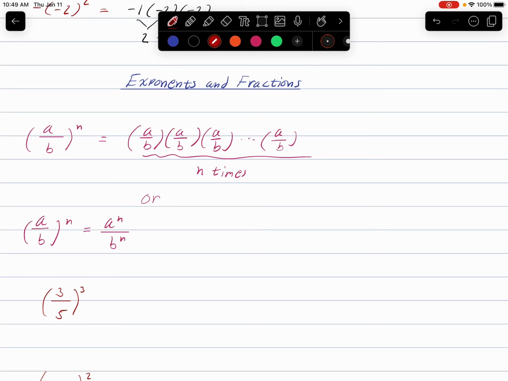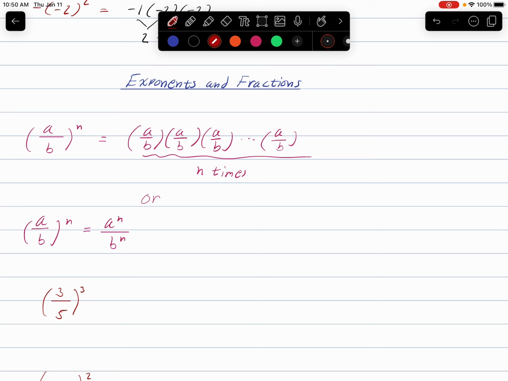Let's talk a little bit about exponents and fractions. So let's say we're given some fraction, a over b, and we want to raise it to the nth power. There's a couple of ways we can think about doing exponents and fractions. One way, this first way, is that we can just multiply the fraction out by itself n number of times, just like we did with the integers as well.